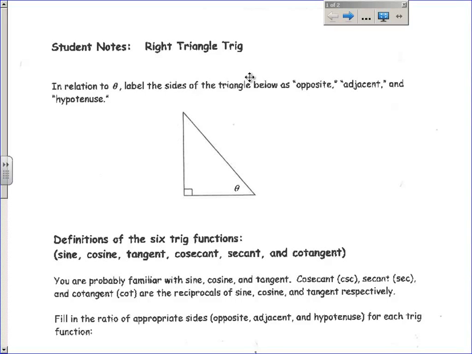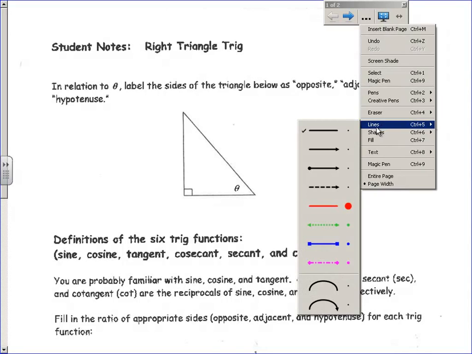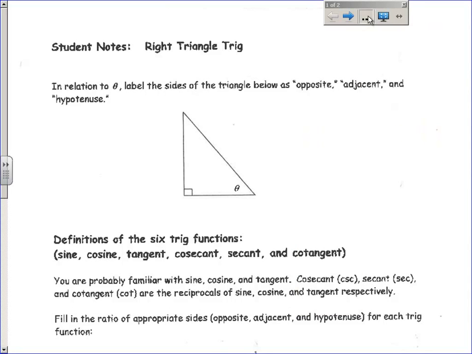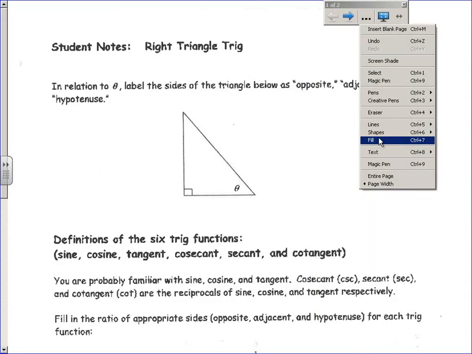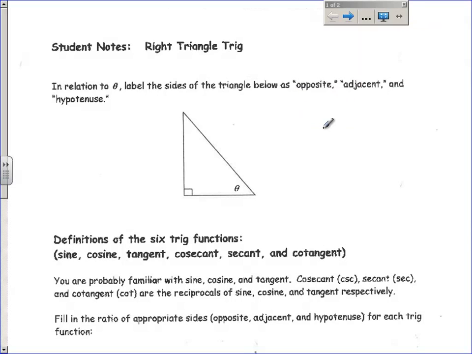All right, so we're going to learn about right triangle trigonometry, and that is if we have a right triangle, how are the angles and side lengths related to each other? So let me get my pen out. I like to write in blue. And so we're going to write some things here.